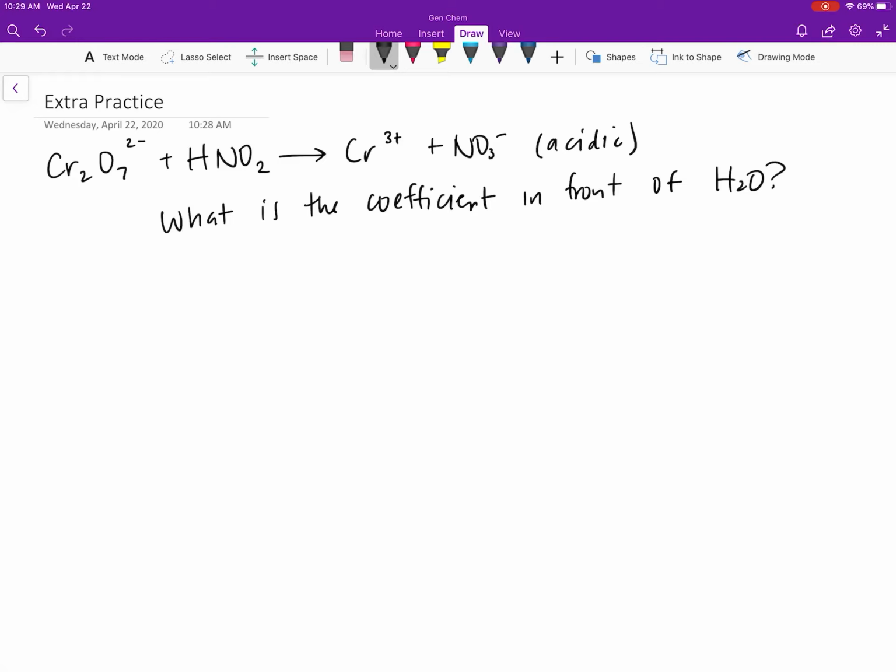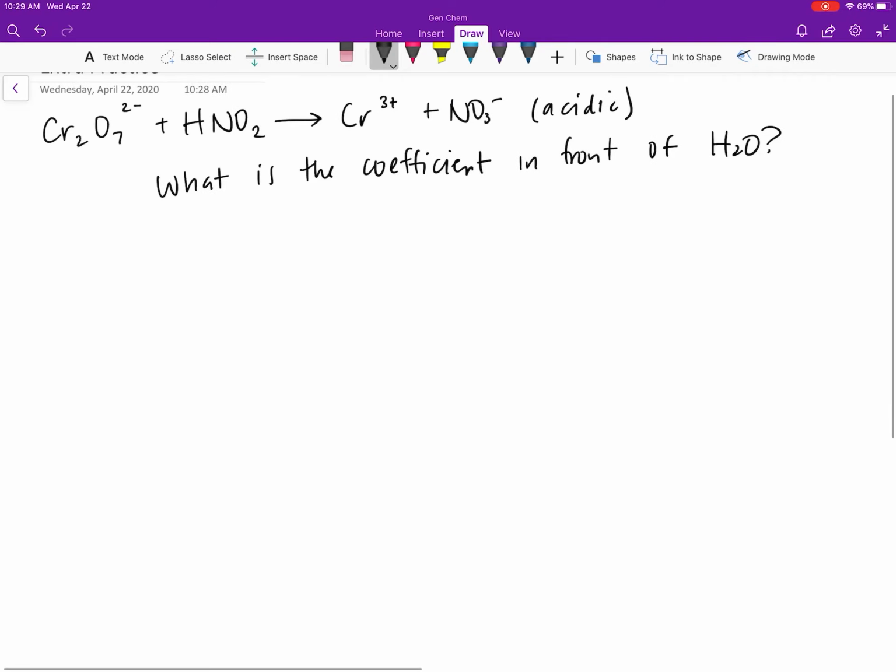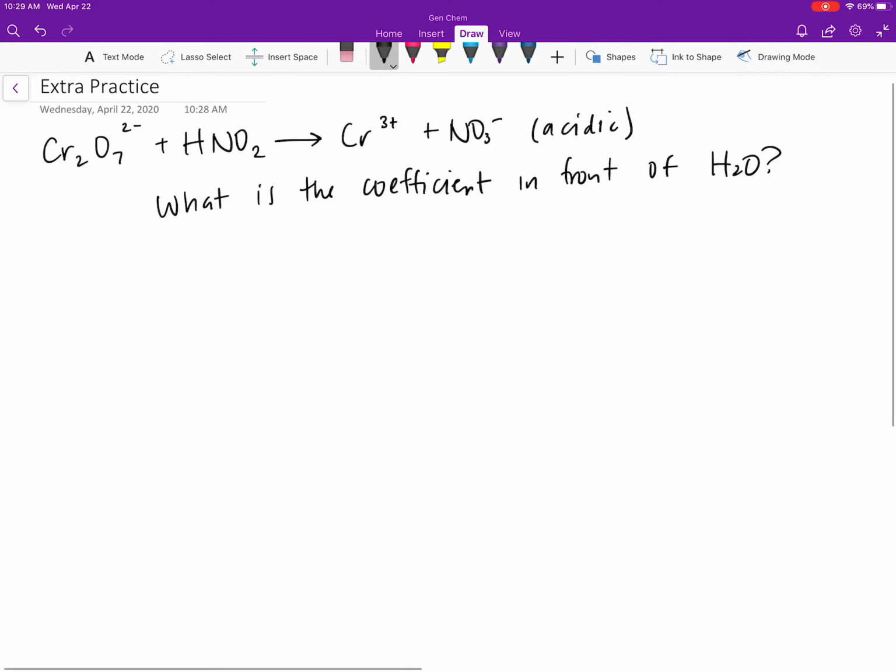So what I want you to do is go ahead and take a break. Well, not break, pause it. No breaks yet, we just started. Pause it, and then come back, and let's see if we can solve this together. So the first thing I want you to do is to break it into two half reactions. Okay, so pause here and do that.